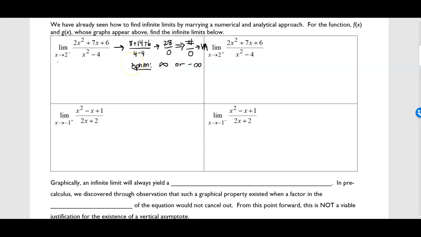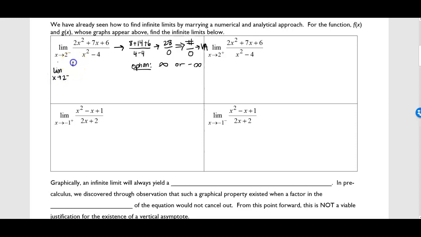Okay, and so again, I know this because I got a number divided by 0, which tells me I have a vertical asymptote, which then tells me my limit is infinity or negative infinity. Let's try to simplify this and see if that will help us figure out which of those answers it is.